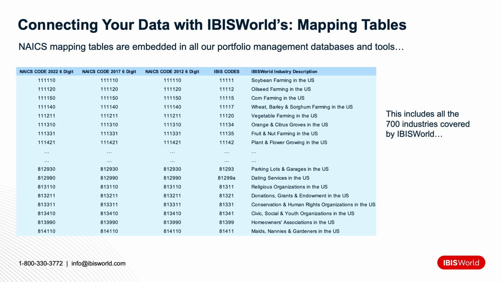It's time to provide some illustrative examples on how our commercial banking clients apply our proprietary risk-related data and workbook tools to address the many challenges of risk mitigation, lending policy, and fundamental portfolio management. Let's begin by explaining how banks connect their performance data with IBISWorld's data. Use the NAICS mapping tables that are embedded in all our portfolio management databases and tools as depicted here.